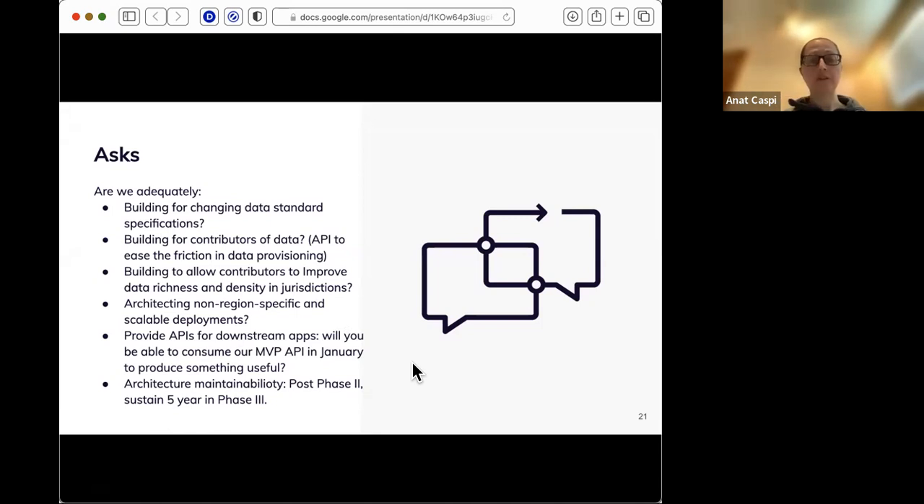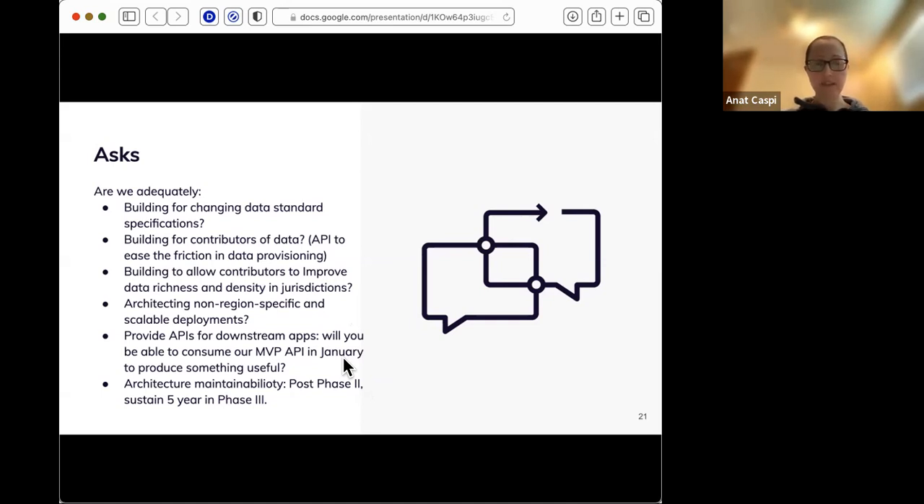Are we building for producers to actually contribute data? Are we so focused on travelers that we forgot that we really need the DOTs and the municipalities and the transit agencies out there to contribute this data on an ongoing basis and work with us? Are we building to allow contributors to improve the data richness and the density in their own jurisdictions, whatever areas they're working on? Are we architecting non-region specific and scalable deployments?